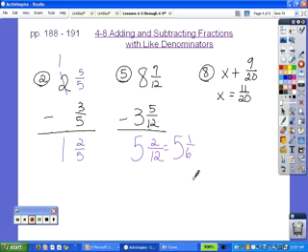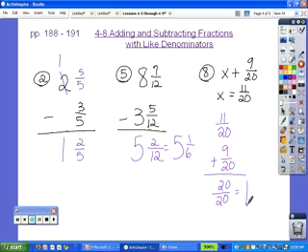When you have a problem like number 8, the directions ask you to evaluate the expression x plus 9/20 when x is 11/20. So we'll put 11/20 in the place of x, and we'll add that to 9/20. 11/20 plus 9/20 is 20/20. Is it improper? Yes. 20 goes into 20 once. Answer would be 1 whole.